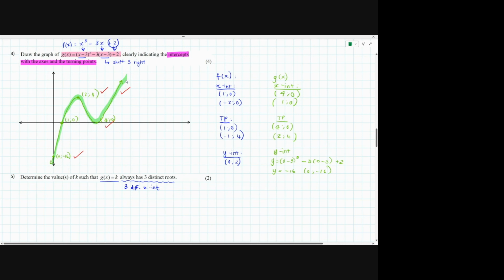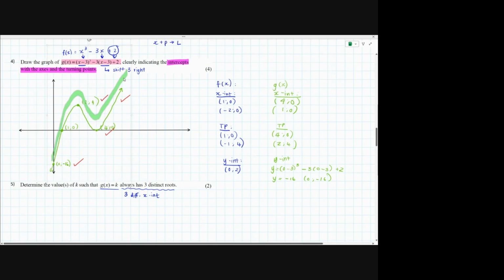I want 3. If I move this graph up, what's going to happen is I'm only going to end up with 1 x-intercept. This turning point is now too far away from my x-axis to cut. So I can't move it up. If I start moving this graph down, however, what I start to notice is that all of a sudden I do have 3 x-intercepts. 1, 2, 3. 3 x-intercepts. That's what I want.